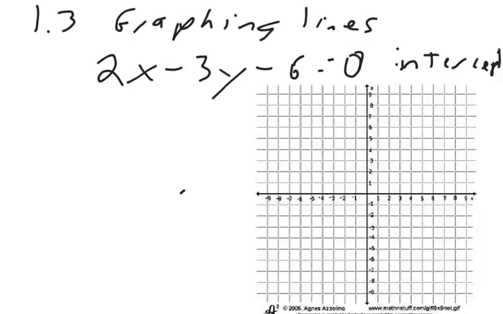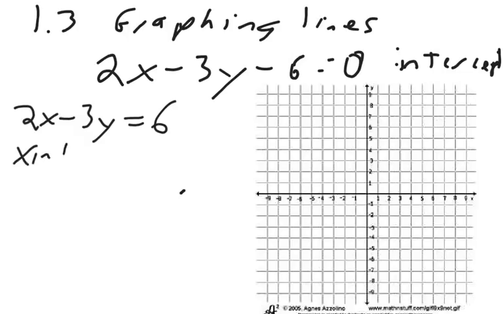Alright, so we're going to do some graphing lines today. We got 2x minus 3y minus 6 equals 0, and we're asking for intercepts. So what I'm going to first do is move that 6 to the other side. We want the x and y on one side, the number on the other when we're doing this by intercepts. And so for the x-intercept, we're going to make y equals 0.